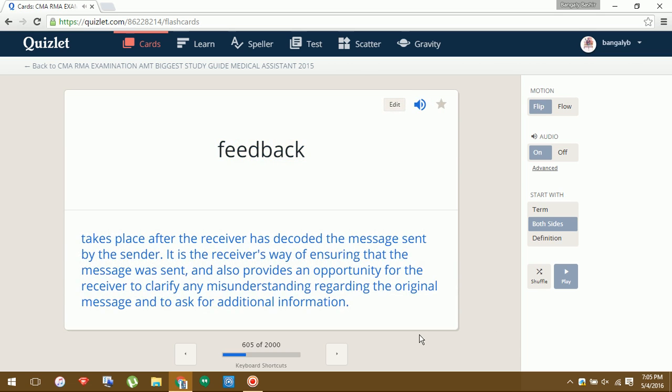Feedback takes place after the receiver has decoded the message sent by the sender. It is the receiver's way of ensuring that the message was sent and also provides an opportunity for the receiver to clarify any misunderstanding regarding the original message and ask for additional information.